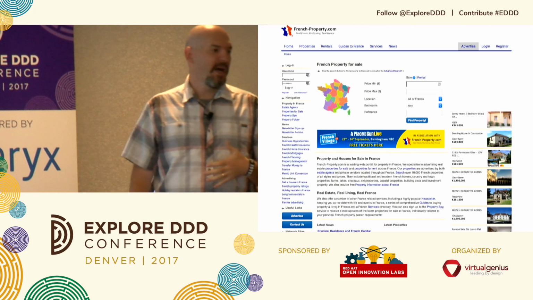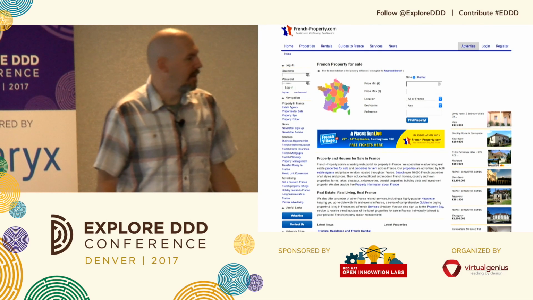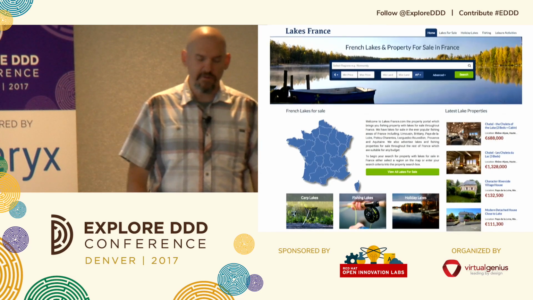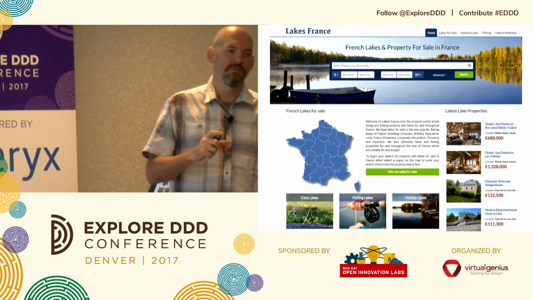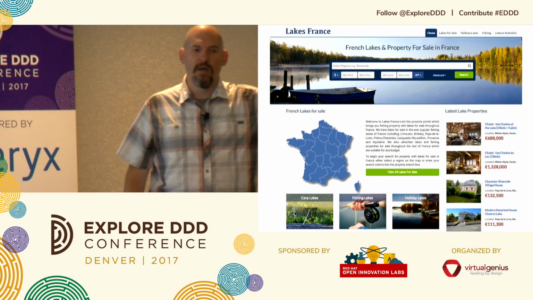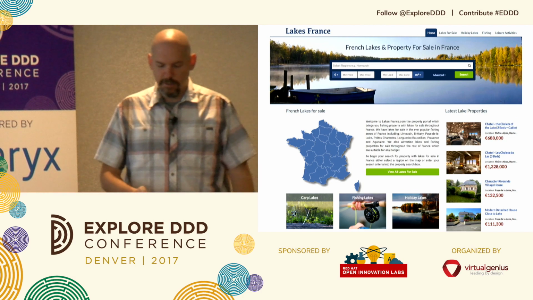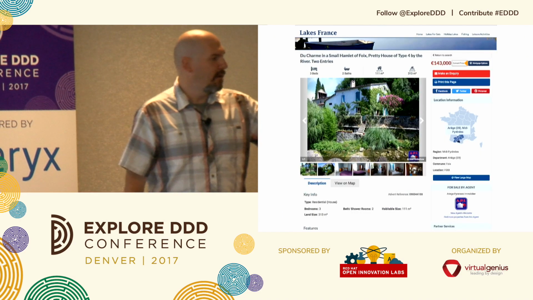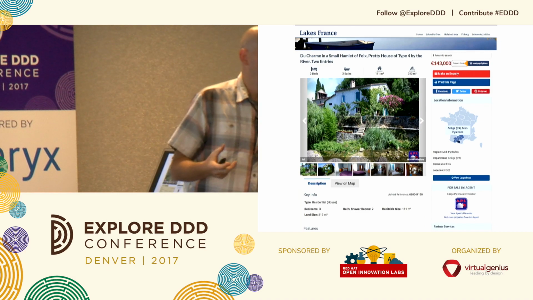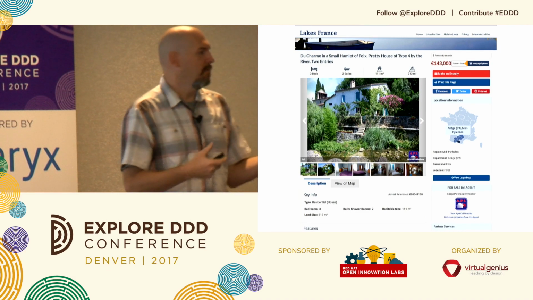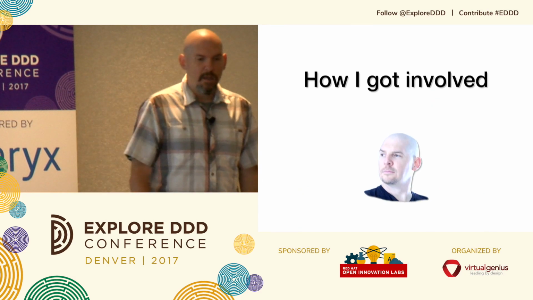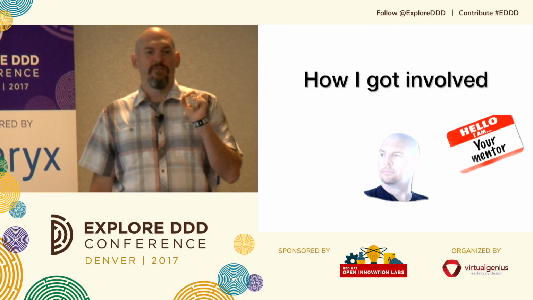Here's a screenshot of their public website listing all different properties and services they have. They also have multiple microsites for different kinds of properties. This one is for properties that are on a lake or include a lake. And here's a zoom in of a property listing. So pretty standard if you've bought real estate or searched for real estate, you often use web services like this. Let me tell you a little bit about how I got involved.